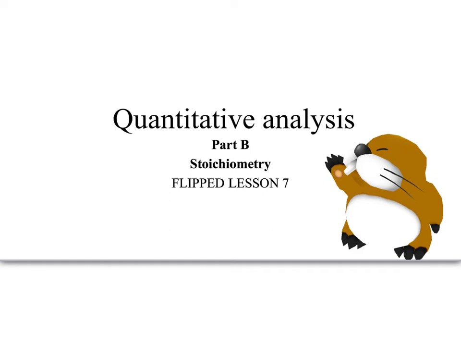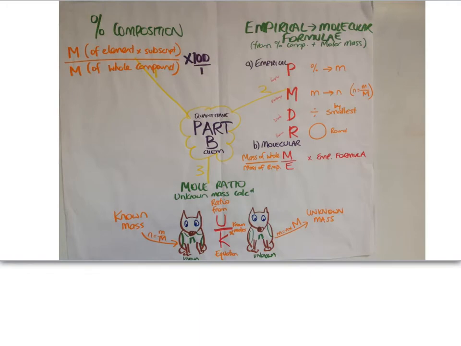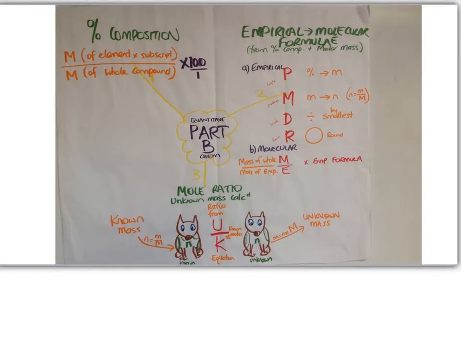Welcome to flip lesson number 7 on stoichiometry, the last piece of the puzzle for sitting the assessment for part B of this standard. Looking at our mind map overview, what we're doing is this part here.